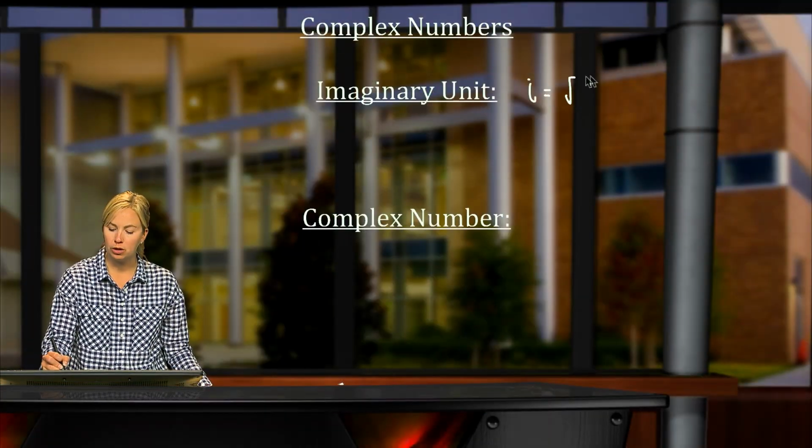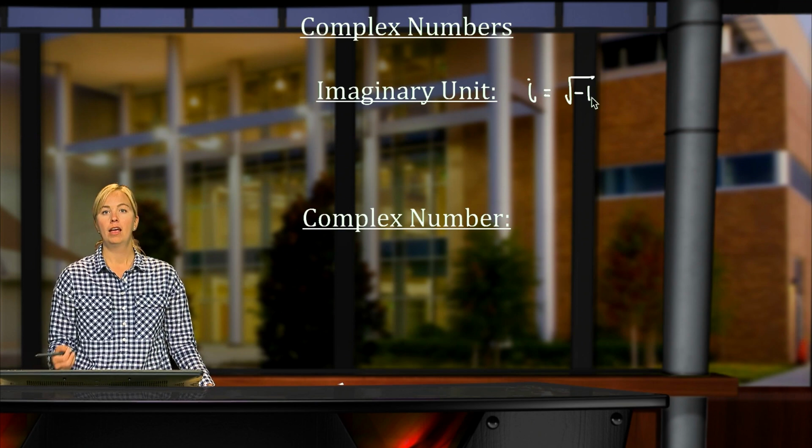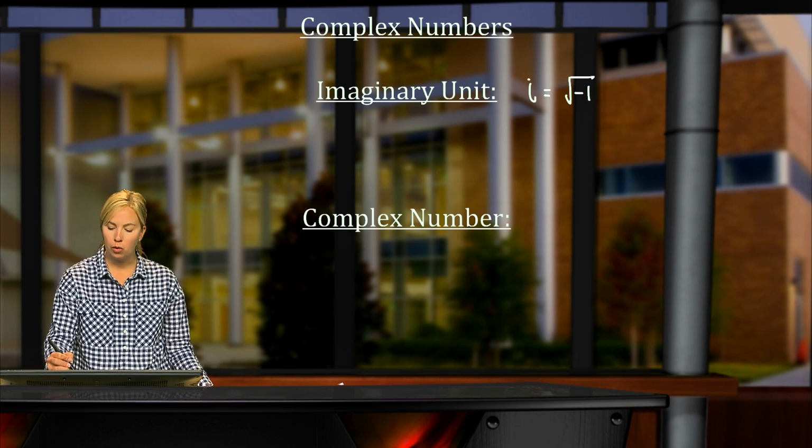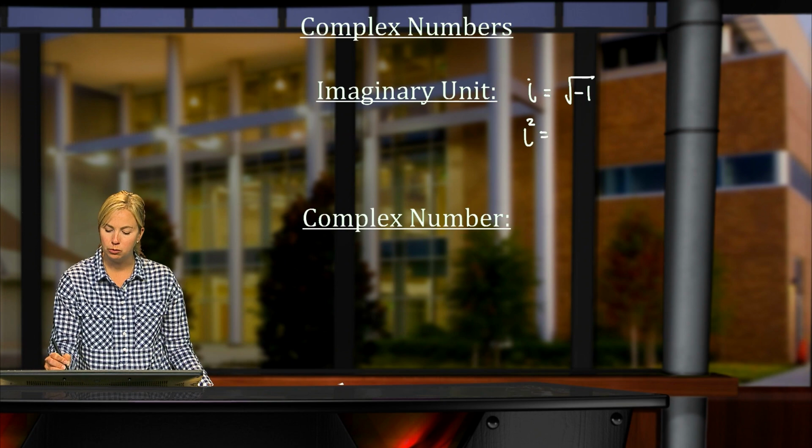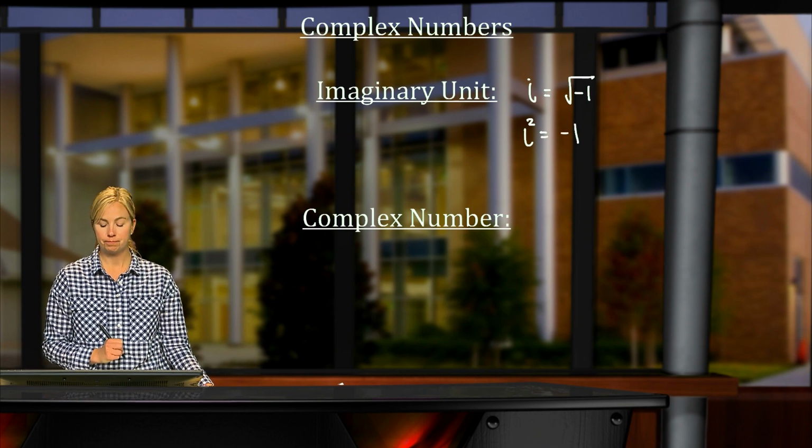For the last video in our unit on radical expressions, we're going to talk about complex numbers. Complex numbers, or imaginary numbers, are how we simplify square roots of negatives. Our imaginary unit is i, and it's equal to the square root of -1. If i is equal to the square root of -1, then i squared is equal to -1.